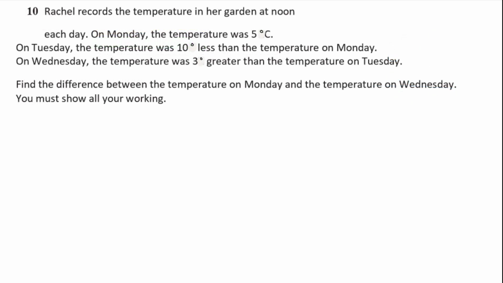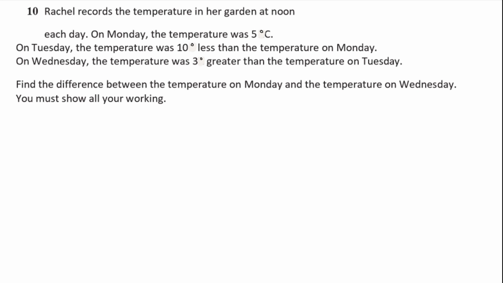Question 10. Rachel records the temperature in her garden at noon each day. On Monday, the temperature was 5 degrees Celsius. On Tuesday, the temperature was 10 degrees less than the temperature on Monday. And on Wednesday, the temperature was 3 degrees greater than the temperature on Tuesday. Find the difference between the temperature on Monday and the temperature on Wednesday. You must show all your work.